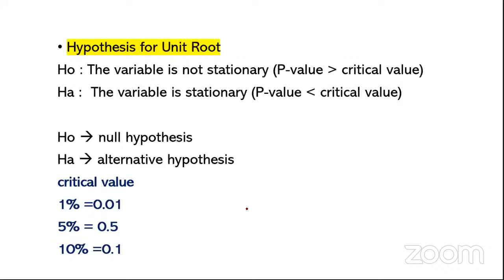And this is the hypothesis that I am going to show you. If the series is stationary, usually the p-value is lower than the critical value. The critical value is given like this one.